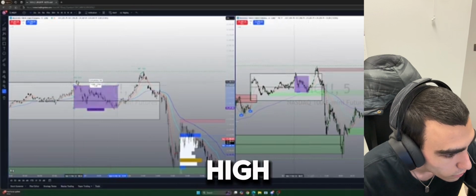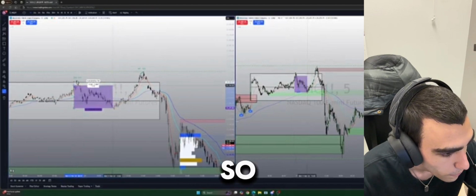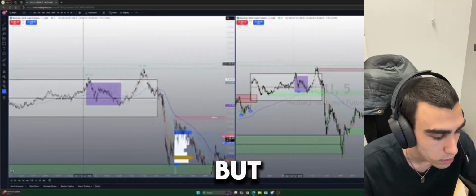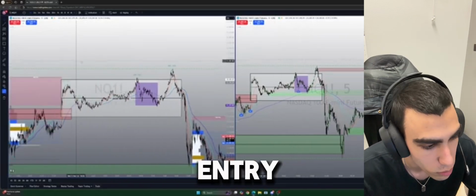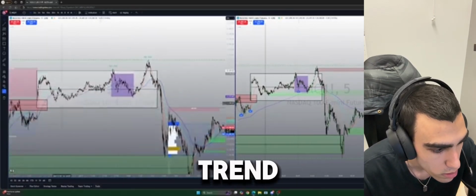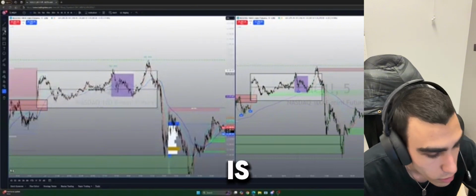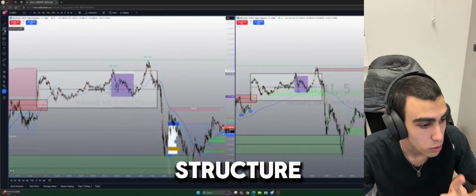Stop loss was at the high. Okay. So that was a 7.2 RR trade, but should have honestly waited for the re-entry. So what is the trend in here? Well, simply, there is no trend until we broke structure.